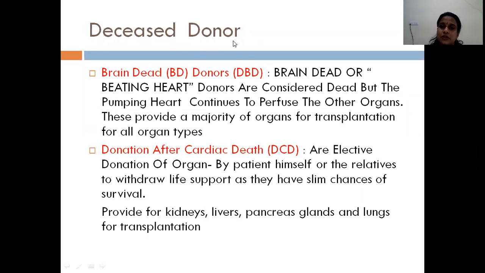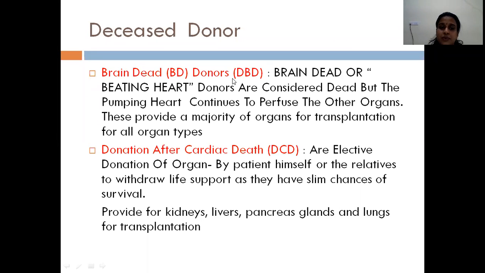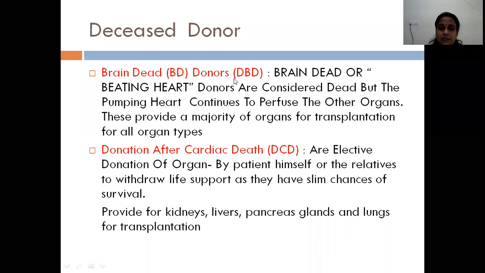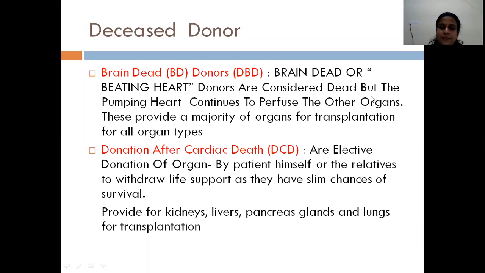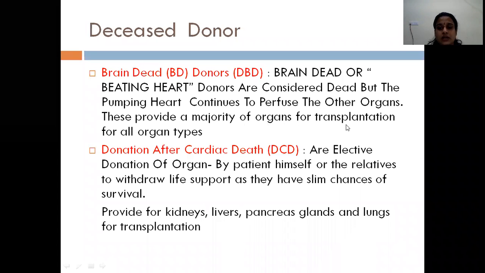Deceased donor procedures have been known from the initial stages. Now, these deceased donors are of two types: either brain dead or cardiac death. Brain dead donors, or donation after brain death, is called DBD. These donors are considered dead, but the pumping heart continues to perfuse the other organs. So they provide the major organs for organ transplantation.